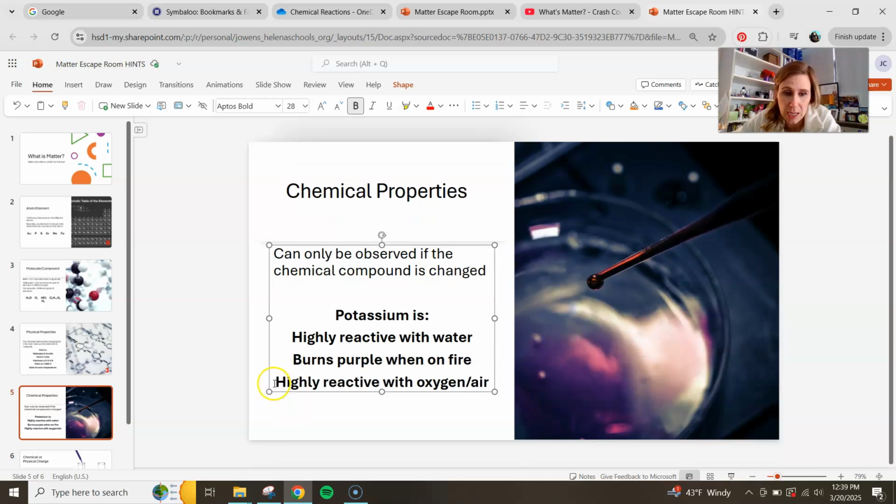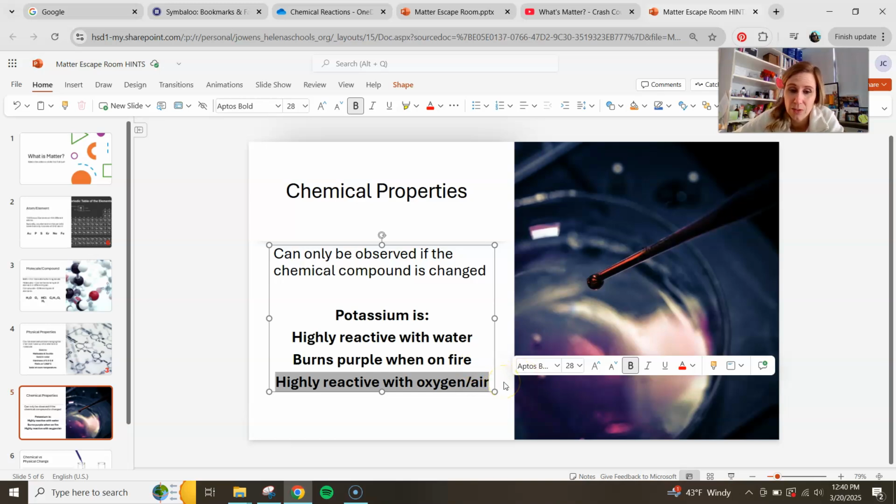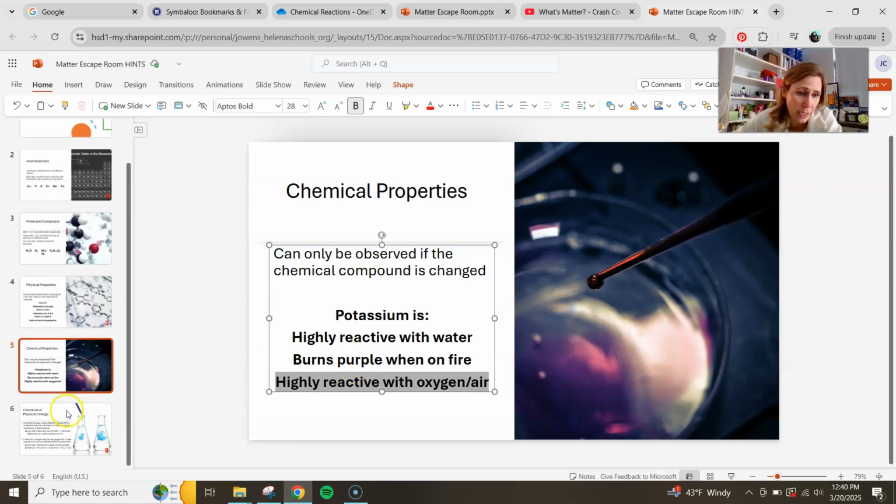It's also highly reactive with oxygen or air, and it's super soft. We can cut it in half, but if we let it sit out in the air, it oxidizes or rusts really easily. So those are chemical properties. Again, when that happens, we no longer have plain potassium. It's now something different, like potassium hydroxide. So those are physical and chemical properties.